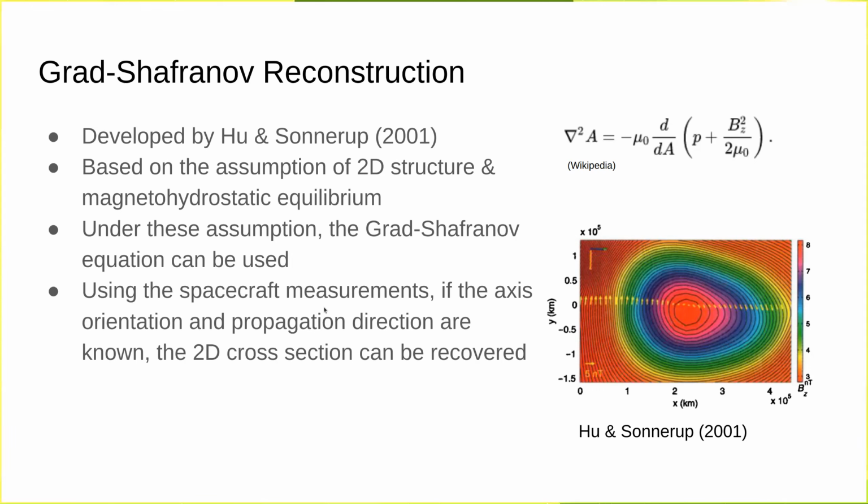So if you have those two pieces of information, and you also have measurements along the spacecraft path, then you can use this GS equation to numerically solve for the whole 2D cross-section. They can use this to reconstruct the shape of the overall flux rope, even though they only have a single line through it. So then they get something like this image, which is just based on numerically solving this differential equation.